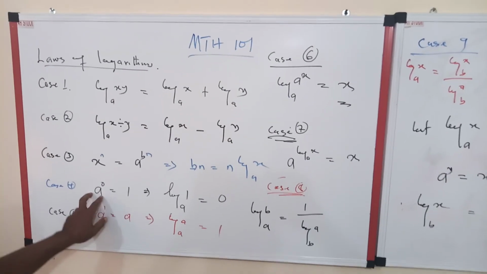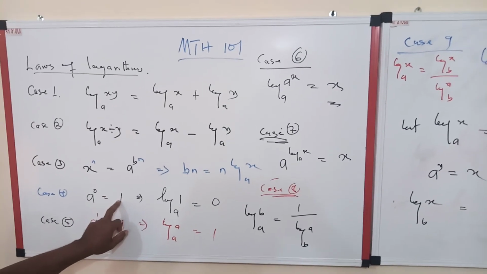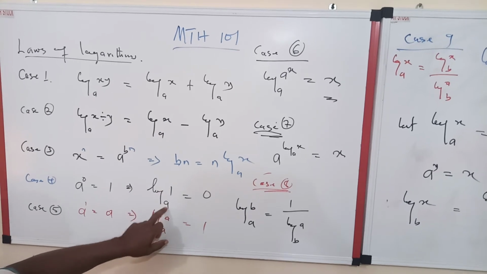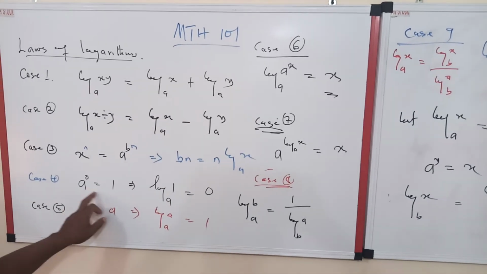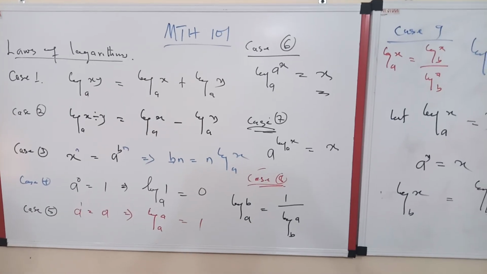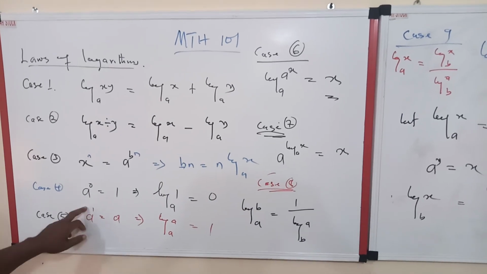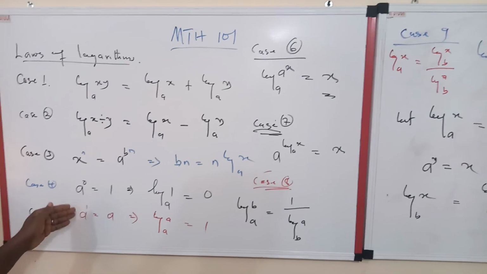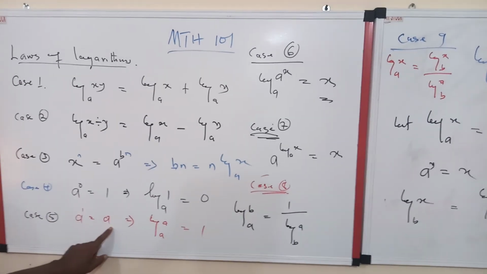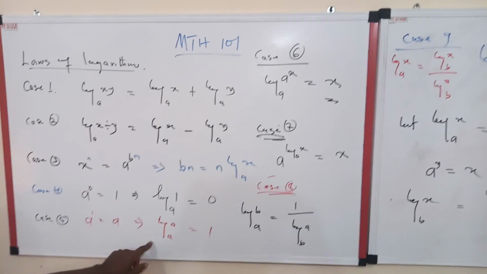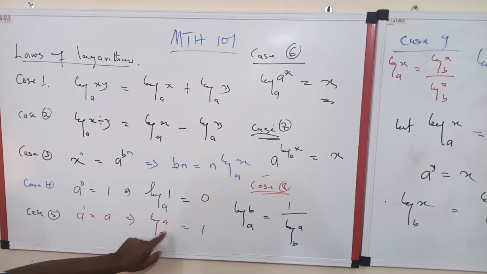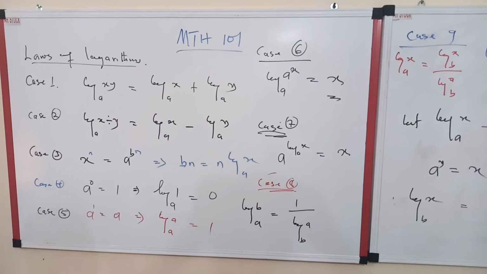Case 4, we said anything raised to power 0 is equal to 1. Therefore, the log of 1 in any base is equal to 0. If we write this in terms of log, this is what we're going to have. Case 5, a raised to power 1 is equal to a. So the log of a number, where that number is written as the base, gives the resulting answer 1.